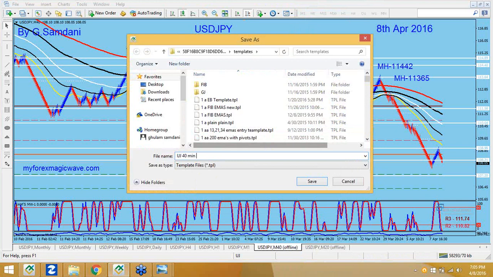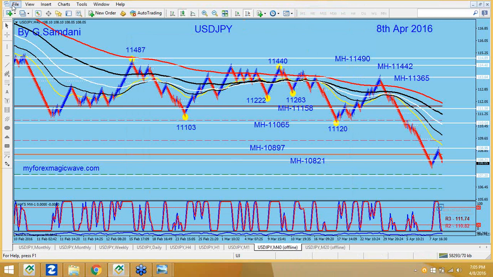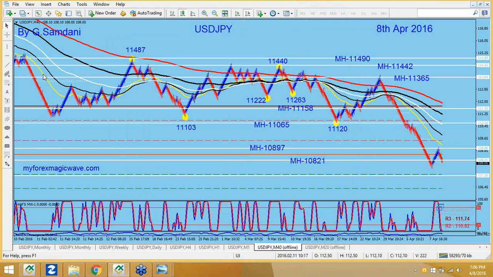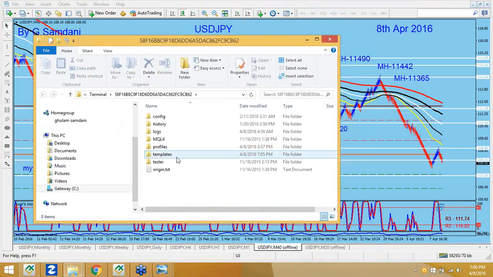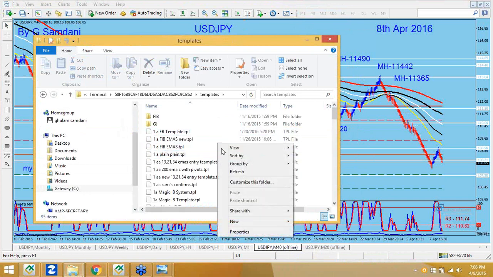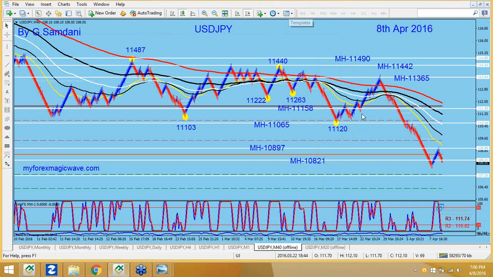40-minute, and I will put the date. This April 8, 16. So I know that I saved this template this day, and it's there now. So I'll go here, take that template out, copy it, and then send it to you in the email. You'll take it and then you put it here. File, go open data folder, and then here you see template. Double click on that, and simply right click and paste it here. So if you go here, you will have the template, right?